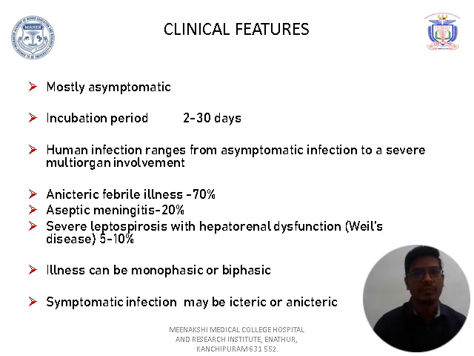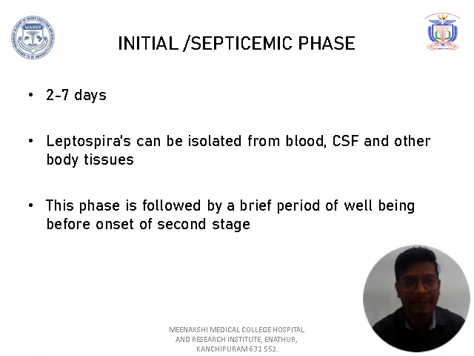Clinical features: mostly asymptomatic, with an incubation period of 2 to 30 days. It ranges from asymptomatic infection to severe multi-organ dysfunction. Anicteric febrile illness occurs in 70% of people, aseptic meningitis in 20%, and severe leptospirosis in 5 to 10%. Illness can be monophasic or biphasic. Symptomatic infection may be icteric or anicteric. In both conditions, there are two phases: an initial phase and a later secondary phase.